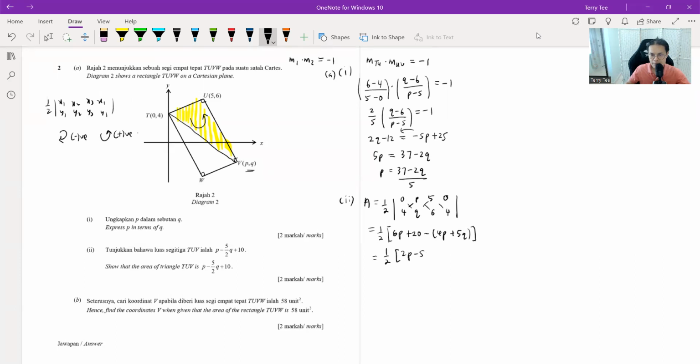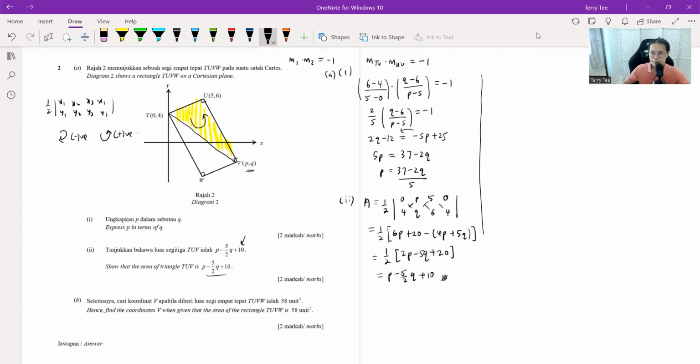I'll write minus 5q first, because the 10 is at the back. 20, I write later. Multiply the half inside. P minus 5 over 2q plus 10. There you go. That's your answer. Area is given as this. P minus 5 over 2q plus 10.